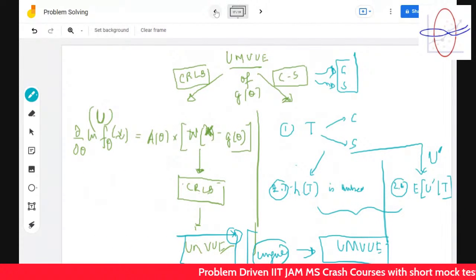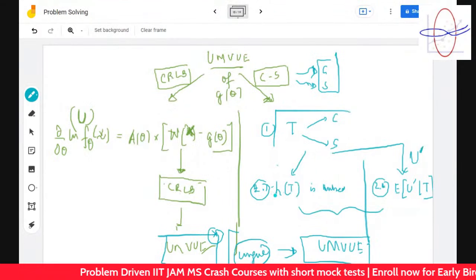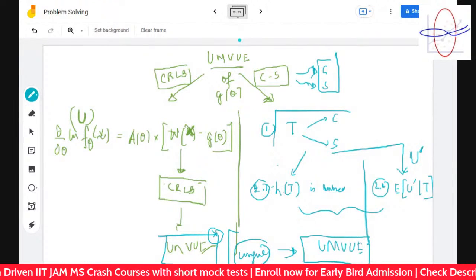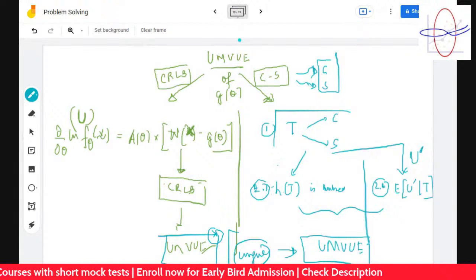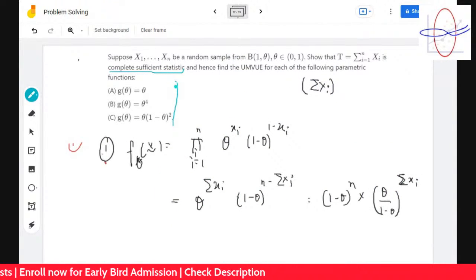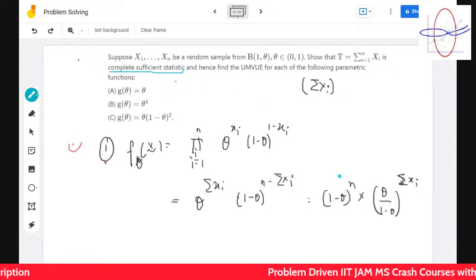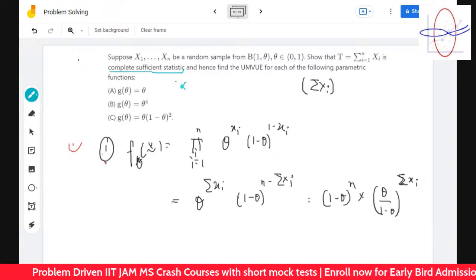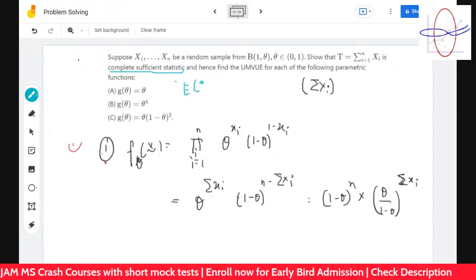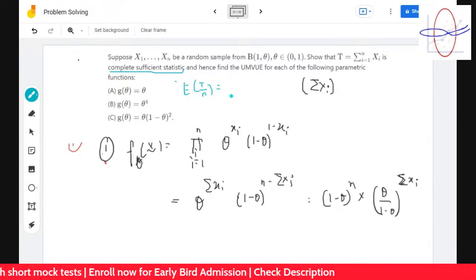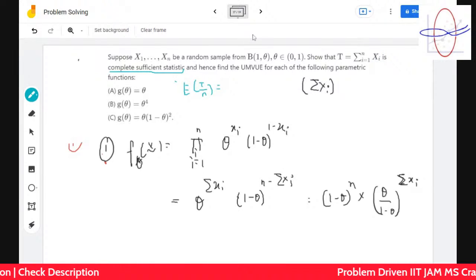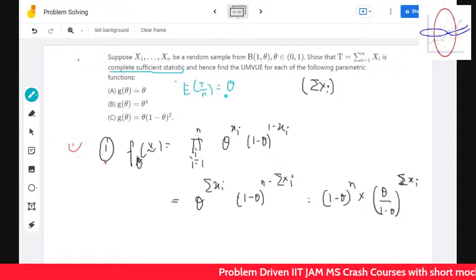So what is the next step? Once you have found out T is complete and sufficient, we have to find an unbiased estimate, a function of T, which is unbiased for the following parameters. For theta, you know that T follows binomial n comma theta. So expectation of T by n is theta. So T by n is unbiased.